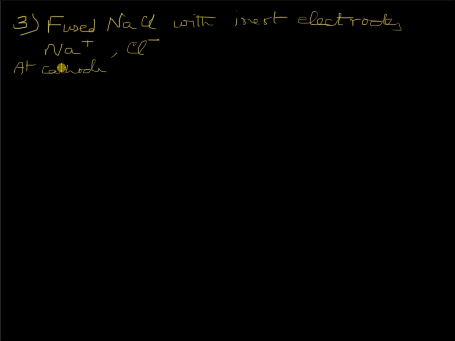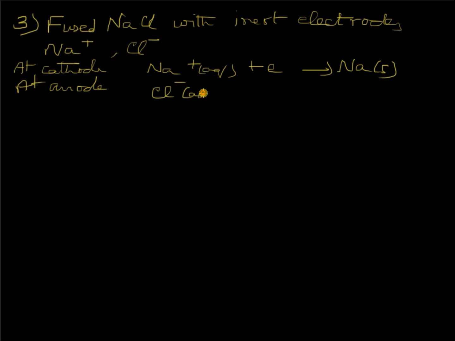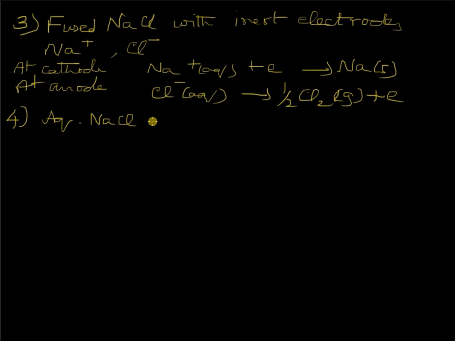At cathode, Na plus aqueous, taking an electron to form Na solid. At anode, Cl minus gives half Cl2 gas and an electron. When you take aqueous NaCl, that is sodium chloride in water, and pass current with graphite or platinum electrodes, let us see what would be the products.